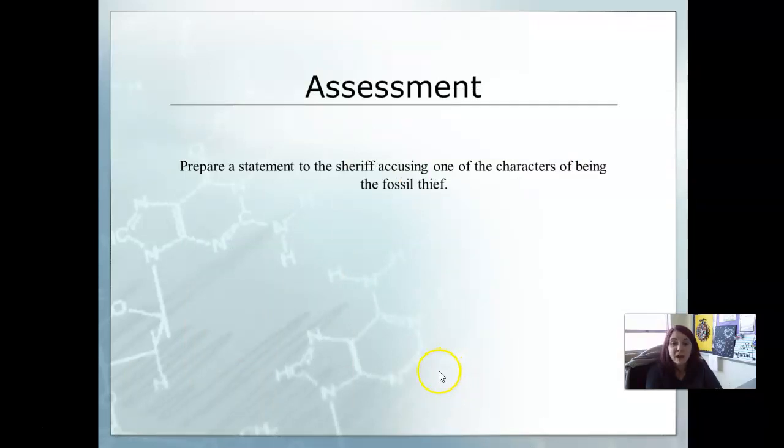Your assessment is to prepare a statement to the sheriff accusing one of the characters of being the fossil thief. So after you've completed your evidence board, you need to figure out who you think is the culprit and make a statement to accuse that person to the sheriff.